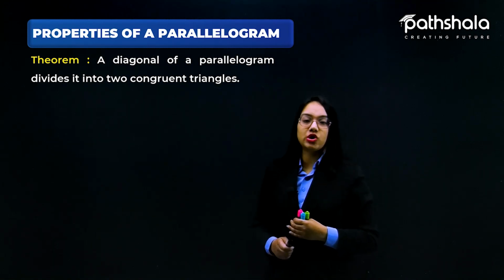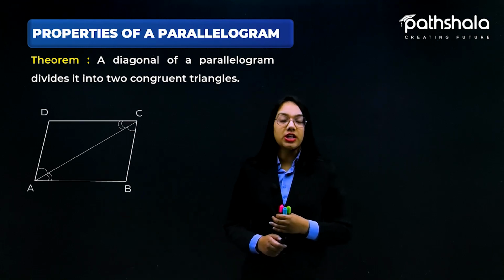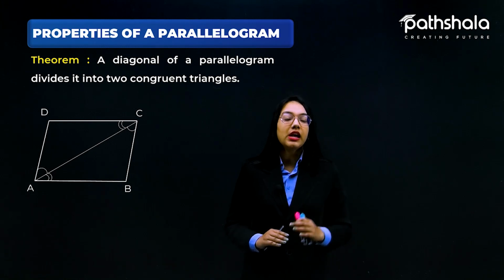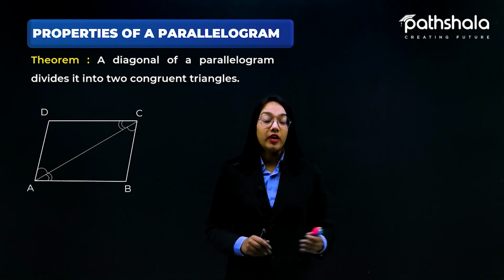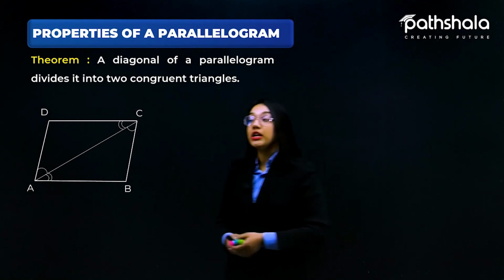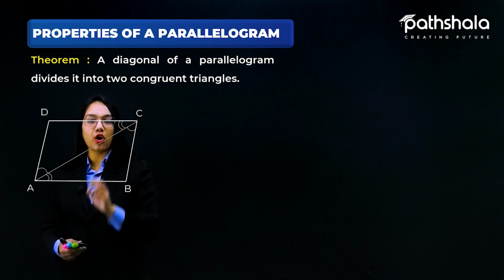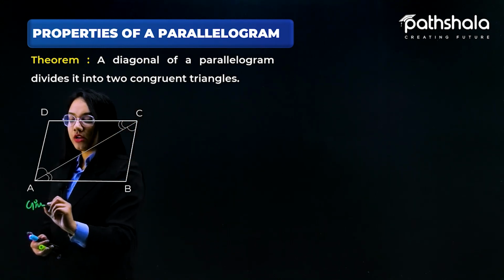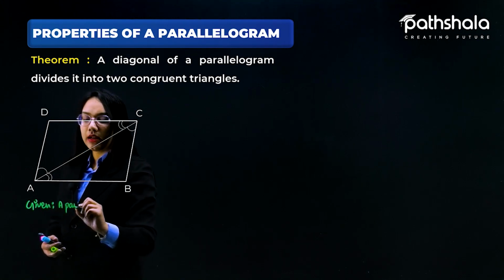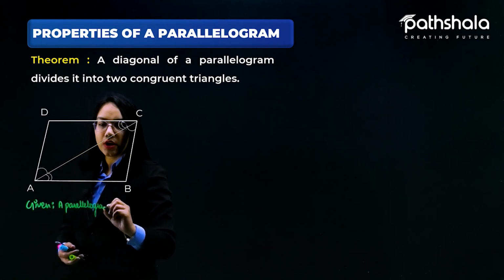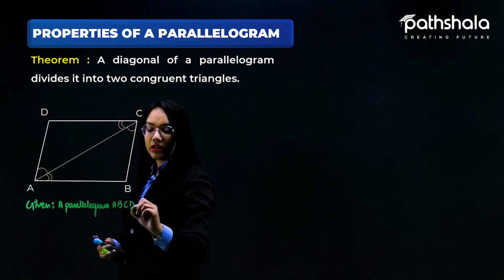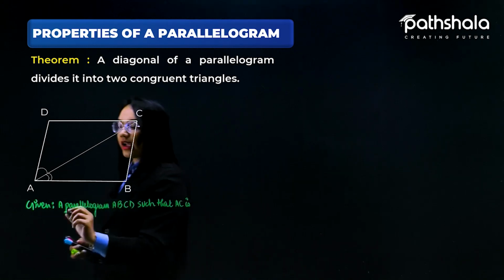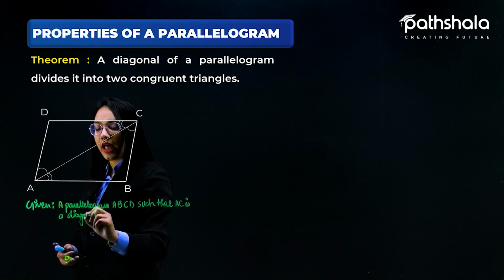First of all, let us take a parallelogram here. This is my parallelogram. Just neglect the angles first. I'm taking a simple parallelogram ABCD, and a diagonal AC. Now I have to prove that these two triangles are congruent to each other. Let's start with the given condition. Given is a parallelogram ABCD, such that AC is a diagonal.